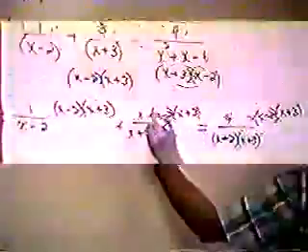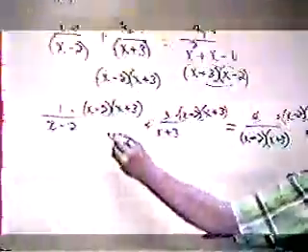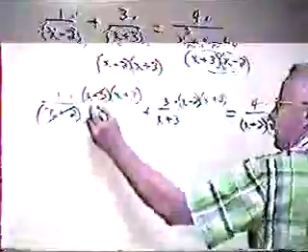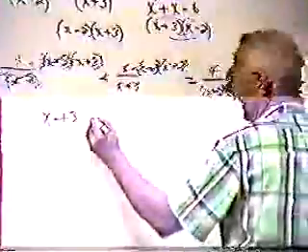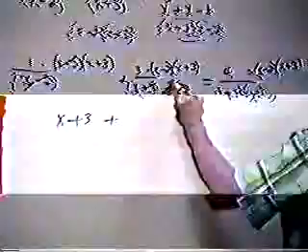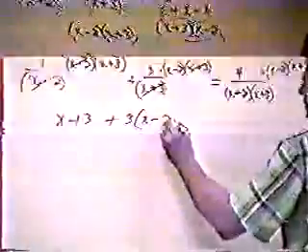Okay, multiply everything on the top here by the common denominator. Multiply everything. And now look what happens. This one drops out with that, and we have 1 times this, so that's x plus 3. This drops out with that parenthesis, and we have 3 times x minus 2. And both of those drop out, and we have equals 4. And look where we are.